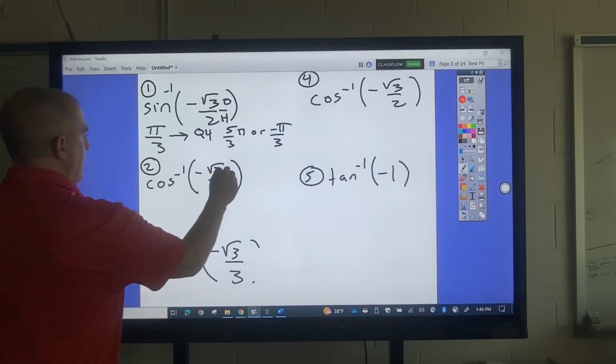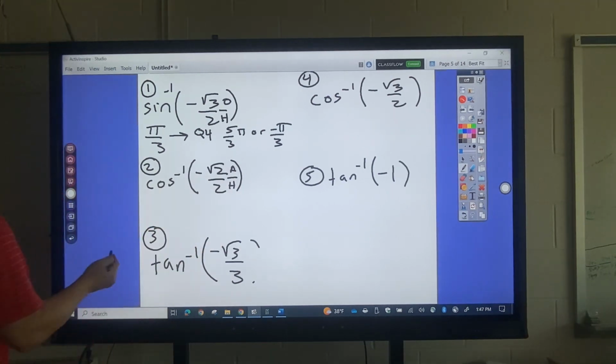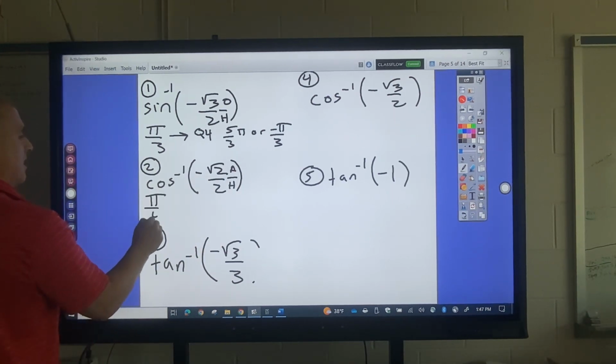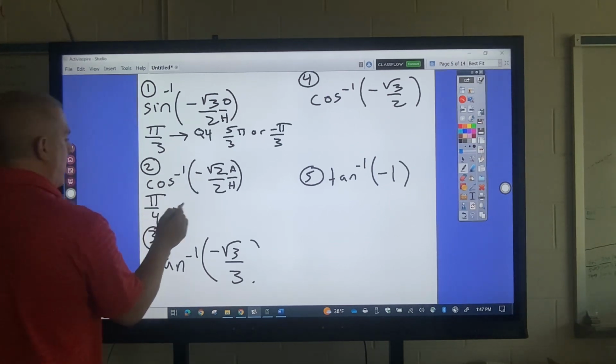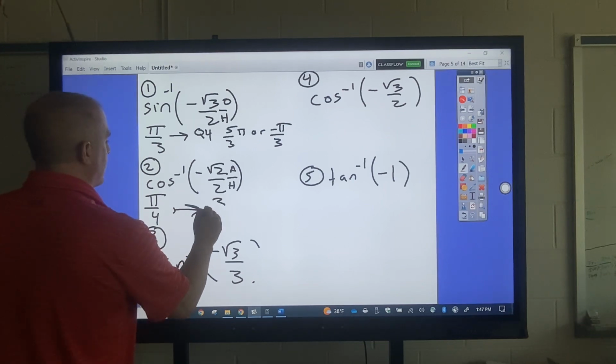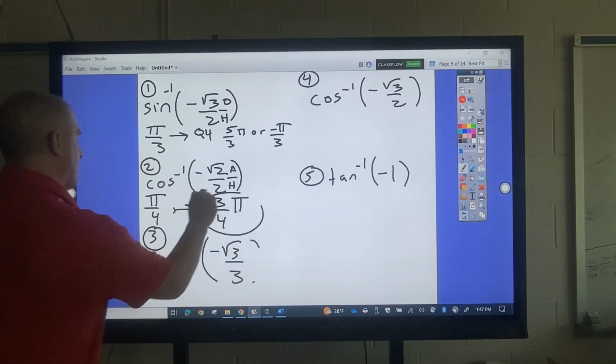Okay, for cosine, A over H. Which triangle would be that? That'd be the pi over 4. Now, where is cosine negative? That's quadrant 2 and 3. I can only use quadrant 2, so that's going to be 3 pi over 4 for my answer.